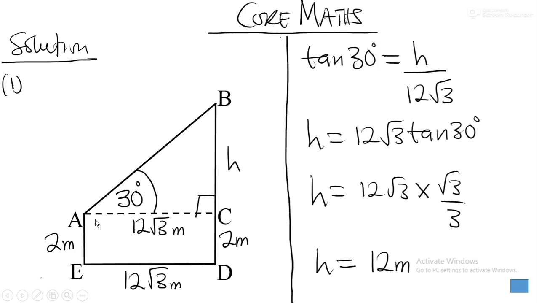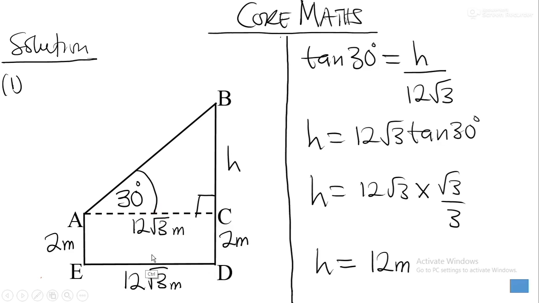Right. So this is the diagram. You were told that the man was what? 2 meters tall. And he was standing 12 root 3 meters away from what? From the flagpole. So this is the flagpole. This is the man. And this is the distance between the flagpole and the man. Now this is the angle of elevation, which is 30 degrees.